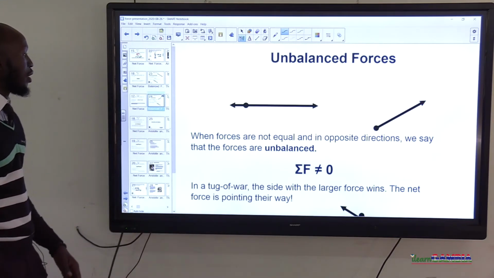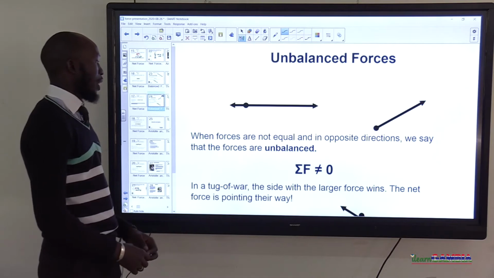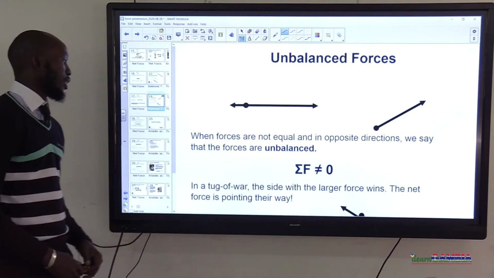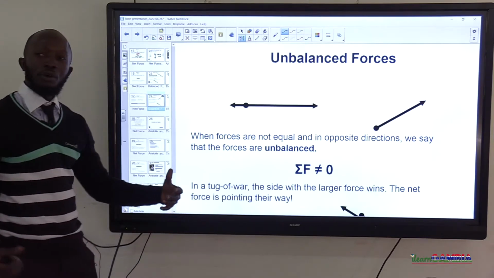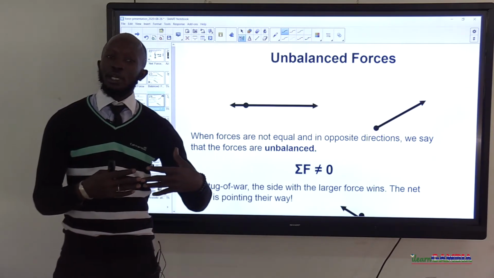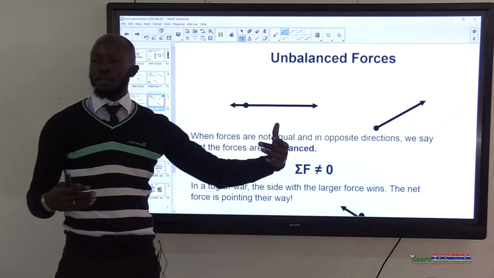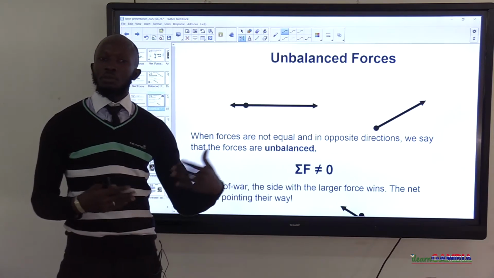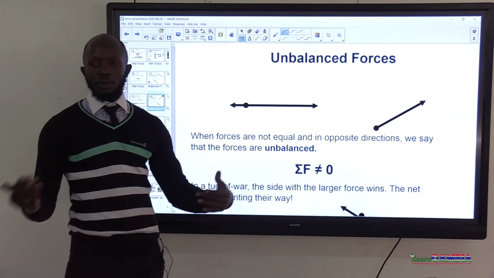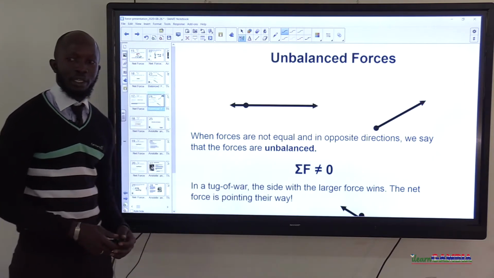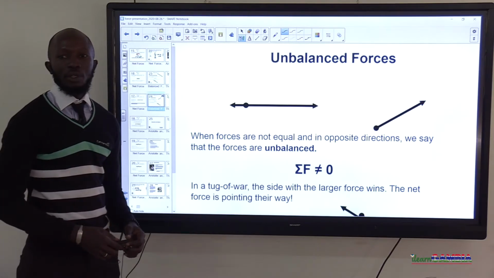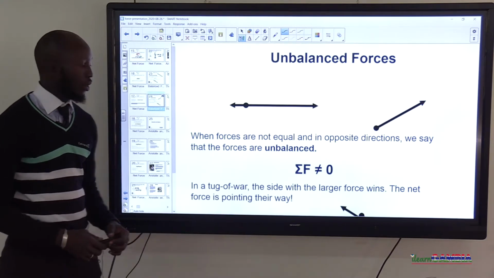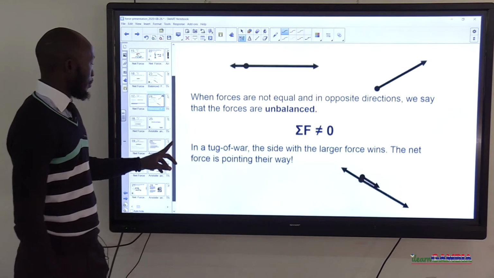So when forces are not equal and in opposite directions, we say that the forces are unbalanced, like I demonstrated earlier on. If you have a force of 2 newtons acting on an object, and you have a counter force, the other one is 4 and the other one is 2, in opposite directions, obviously there is not going to be a balanced force. The force is going to be unbalanced, right?